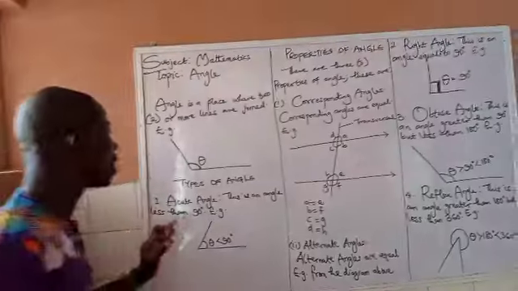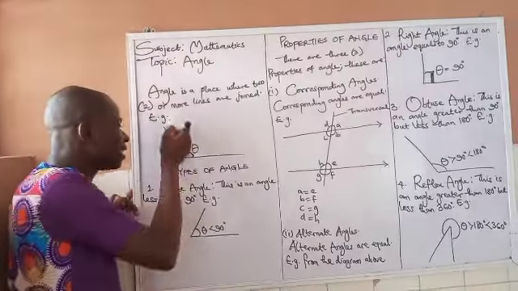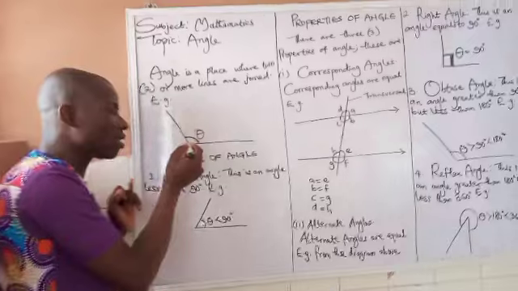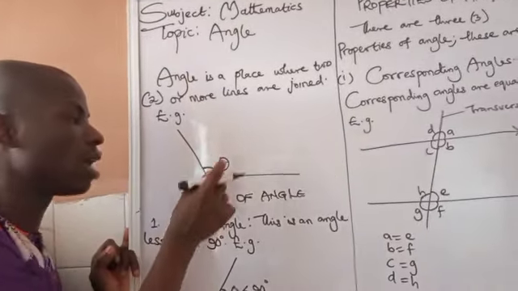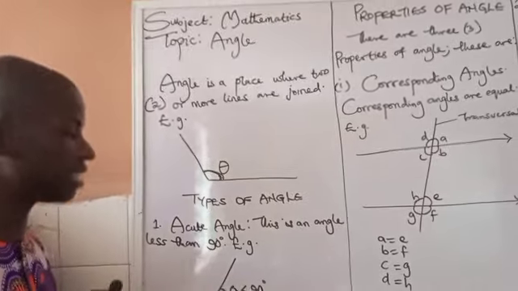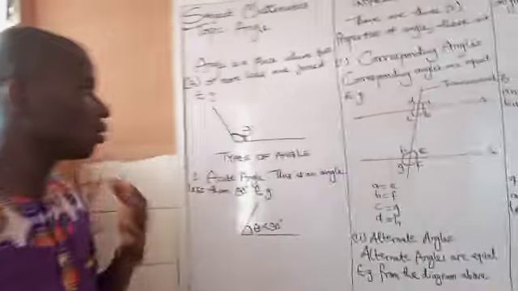Same thing on the board. If you look at the board, this is a line. This is another line. Where these two lines meet is called an angle. And that's where we have our theta. Then we proceed to what we call types of angle.